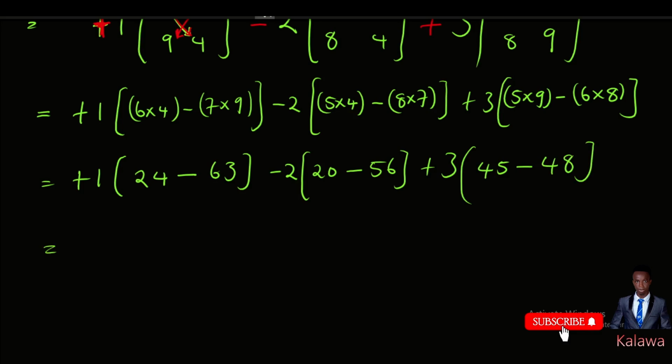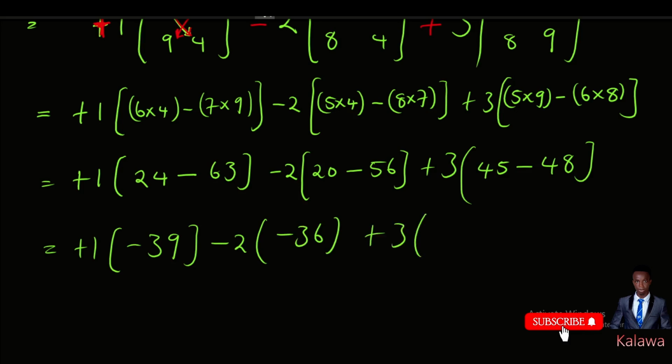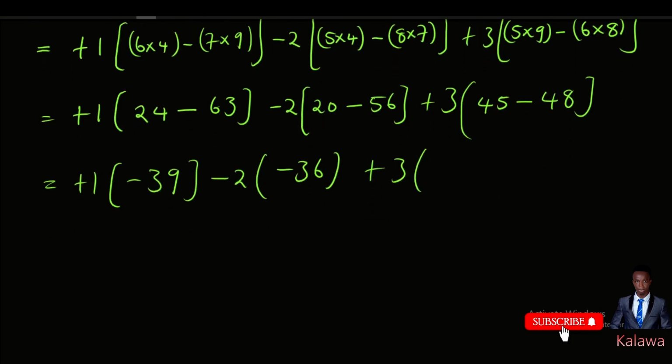So we continue. This is always plus 1, I'm just indicating the sign for simplicity. So 24, we now clear the brackets, right? We say 24 minus 63, it's always negative, minus 39. Then we go again, minus 2 into 20 minus 56 is going to give us minus 36. Go again, plus 3 into 45 minus 48. This is going to give us minus 3.